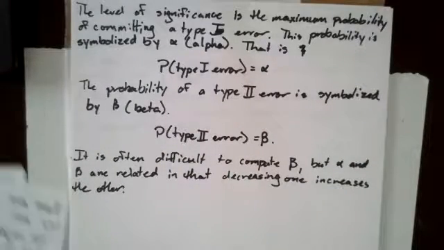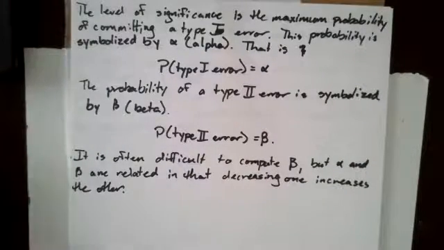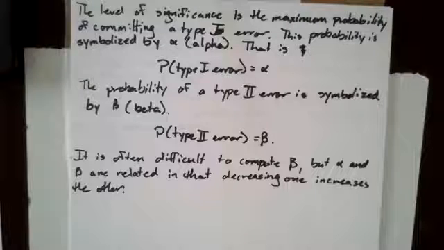The level of significance is the maximum probability of committing a type 1 error. This probability is symbolized by alpha. That is, the probability of a type 1 error is equal to alpha. The probability of a type 2 error is symbolized by beta. So the probability of type 2 error equals beta. It is often difficult to compute beta, but alpha and beta are related in that decreasing one increases the other.